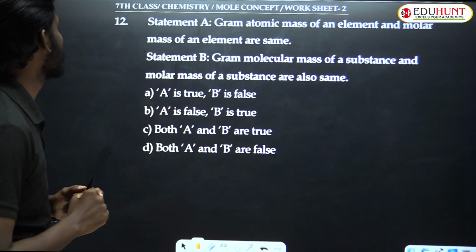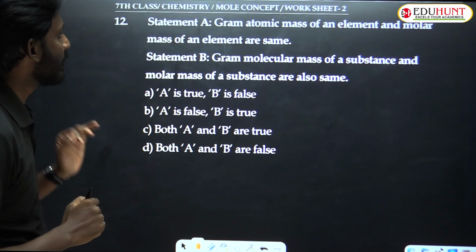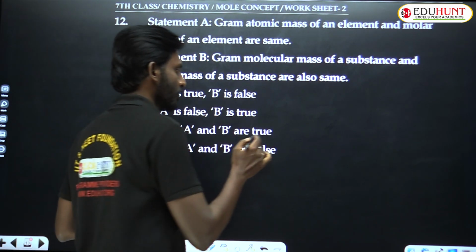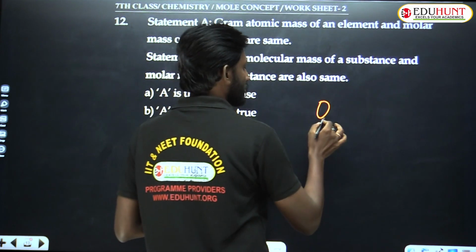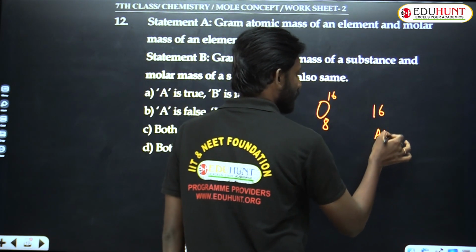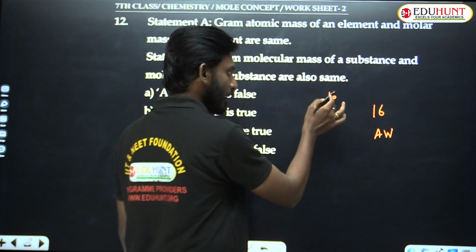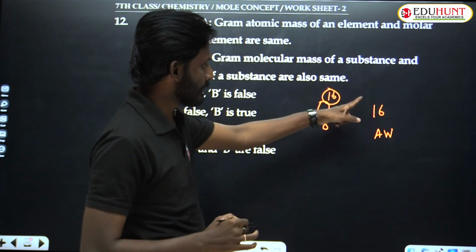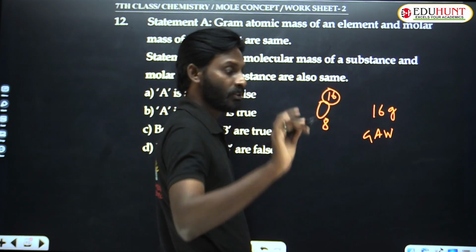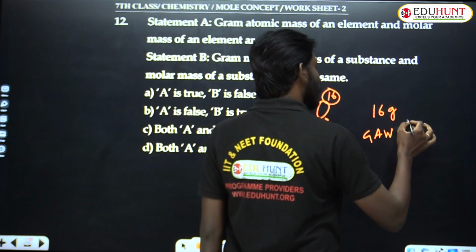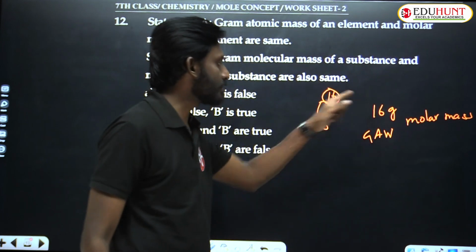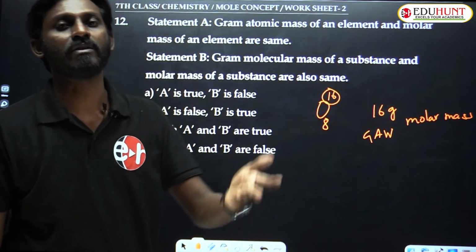There are two statements given. Gram atomic mass of element and molar mass of element are same. See, if you take oxygen 8, 16. So 16 is the atomic weight, by looking at the mass number. And expressed in grams, gram atomic weight, I told you already, gram atomic weight can be called as molar mass. Why? Because in this 16 grams, there is 1 mole oxygen atoms.